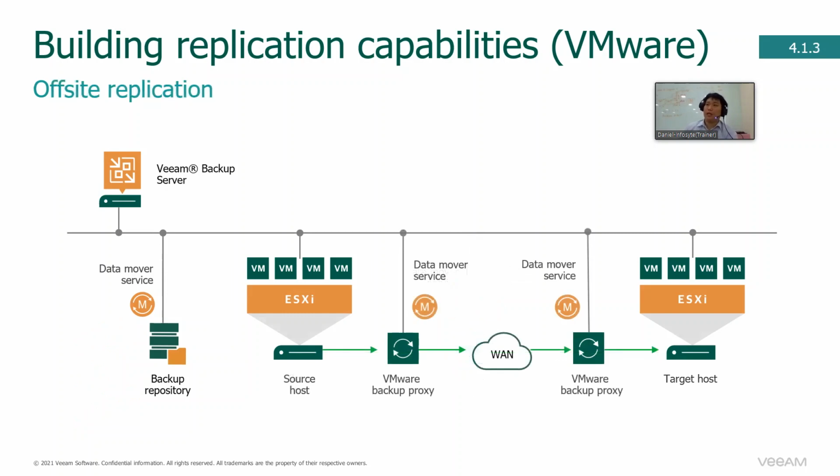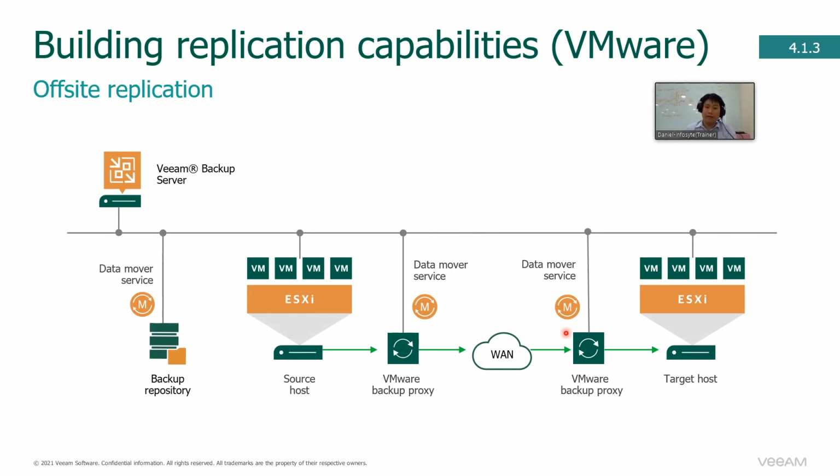The first thing you will see is that for offsite replication for VMware, we will require a pair of backup proxies. This is to facilitate stable connectivity, and if you plan to apply some network traffic rules like network encryption or network throttling, using a pair of backup proxies like this will be much more ideal. So this is for offsite replication.